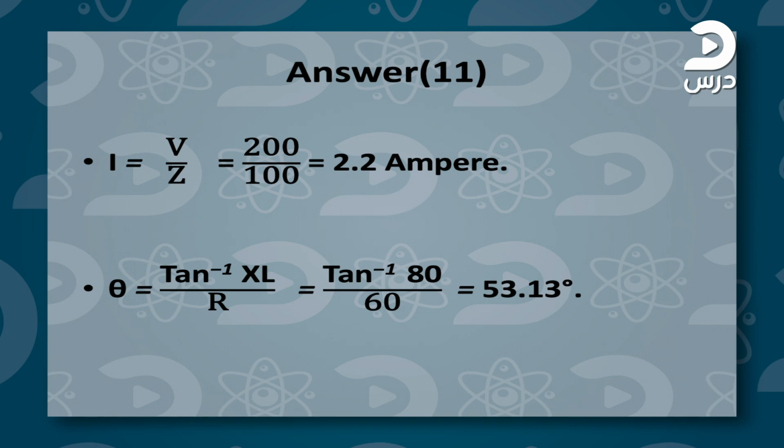Solve current I = V over Z = 200 divided by 100 = 2.2 ampere. Tan theta = XL over R, so theta = tan⁻¹ (XL over R) = 80 divided by 60 = 53.16 degree.